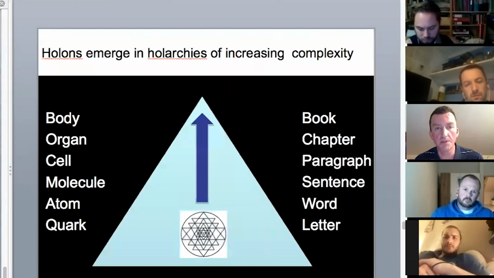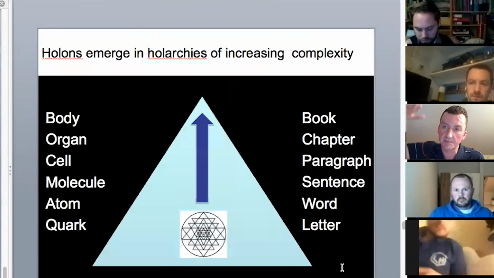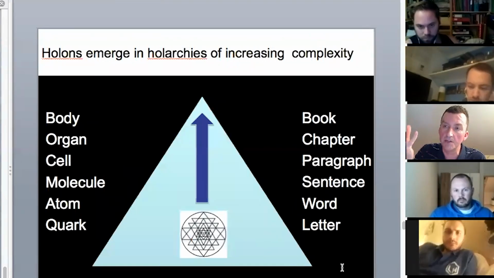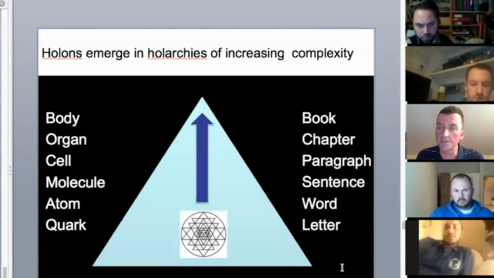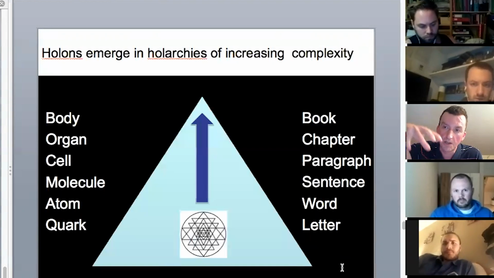So holons emerge in holarchies of increasing complexity. A holarchy looks exactly the same as a hierarchy, except it's not top down, it comes from the bottom up. It emerges. This is how nature produces things. And this is where second tier management of systems moves from management of systems to coaching, so that we're coaching people up and through systems.